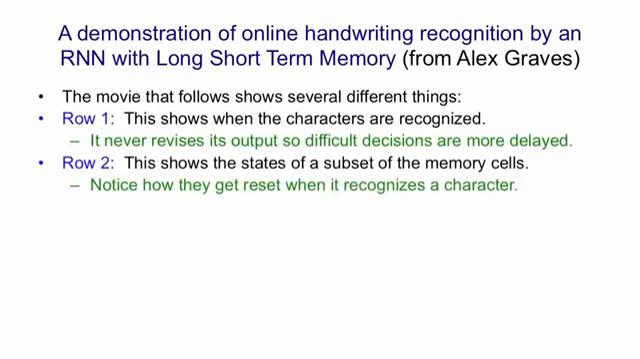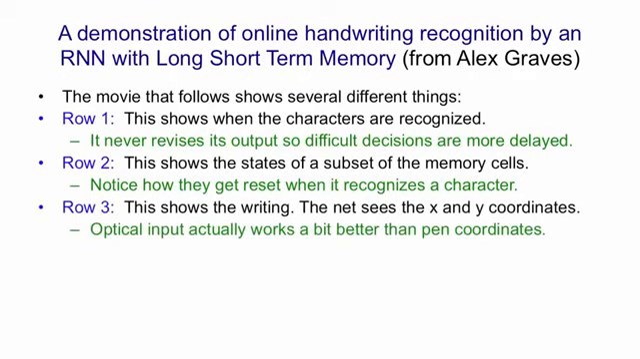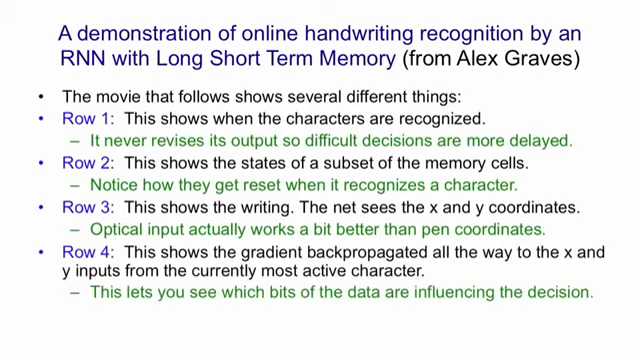The second row shows the states of a subset of the memory cells, and you should notice how they get reset when it recognises a character. The third row shows the actual writing, and all the net sees is the x and y coordinates of the tip of the pen, just 2 numbers, plus some information about whether the pen is up or down. Finally, the fourth row shows something much more complicated.